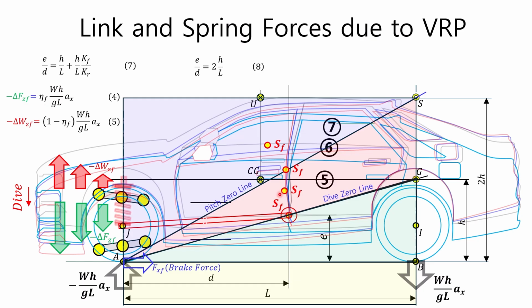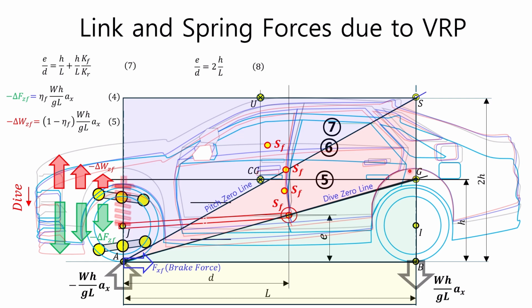If the virtual reaction point exists in this region, the front ride height increases. However, since the front ride height remains lower than the rear ride height, the vehicle stance is lower at the front and higher at the rear.